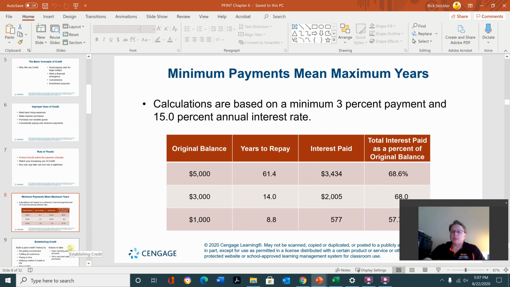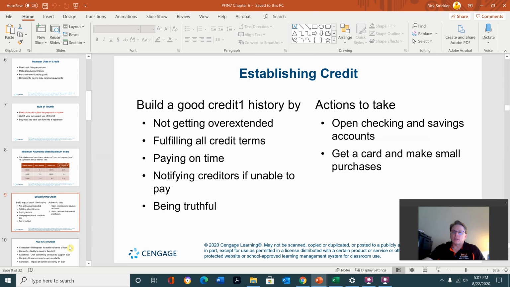Minimum payments mean maximum years. Original balance 5,000, years to repay 61.4 years. Interest is 34.34, and total interest paid as a percentage of the original balance 68.6%. Then you have $3,000 and then $1,000.